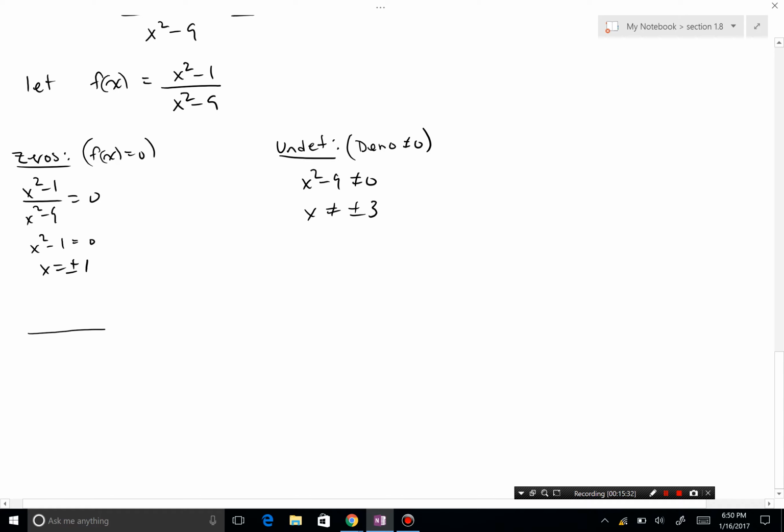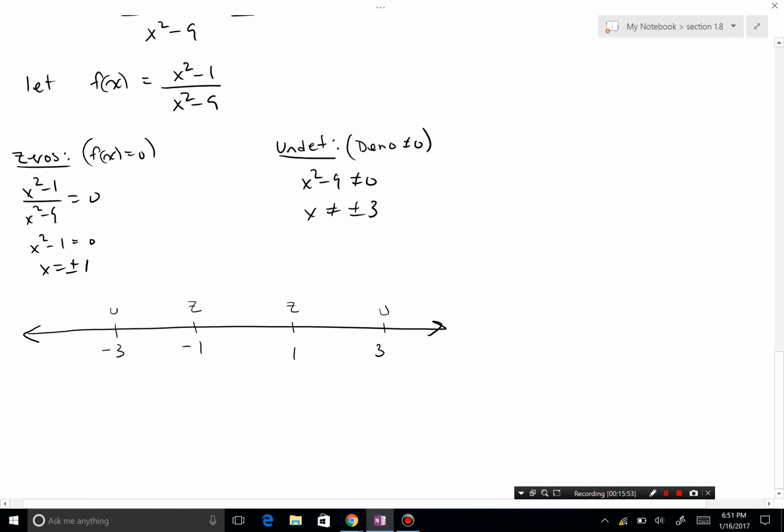Now, finally, let's make my sign chart. Everything that's on your zeros and your undefineds needs to be on your sign chart. So please make sure you label everything and put them in the right order. It's -3, then -1, then 1, and then 3. This is an undefined, this is an undefined, this is a 0, this is a 0.